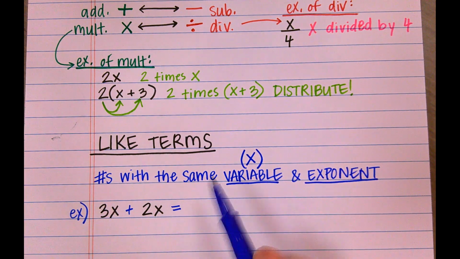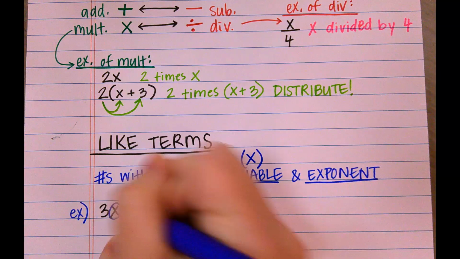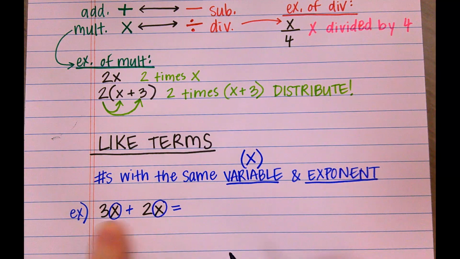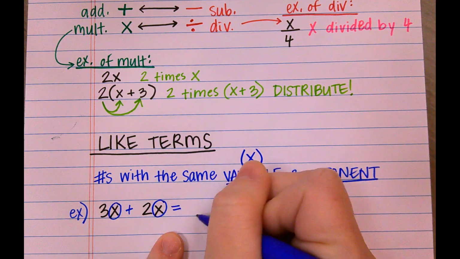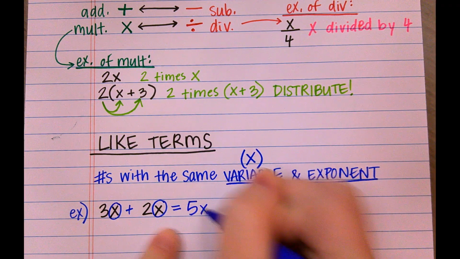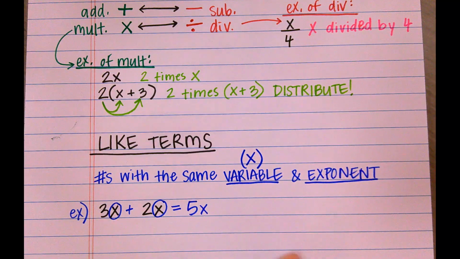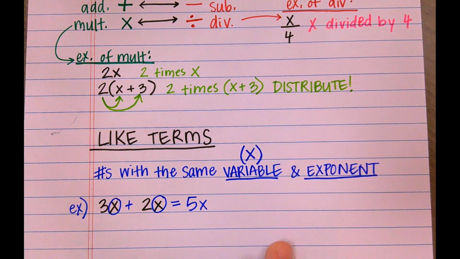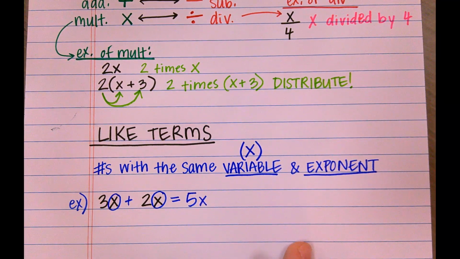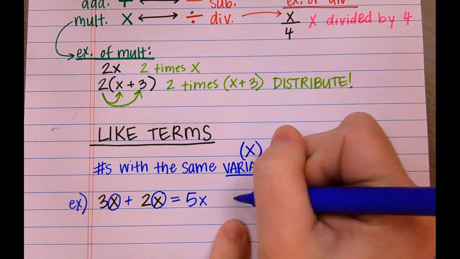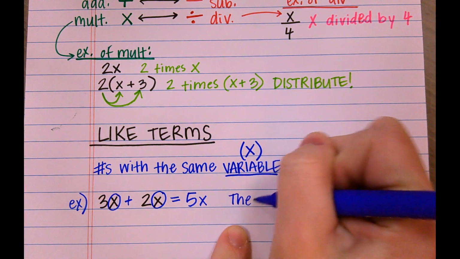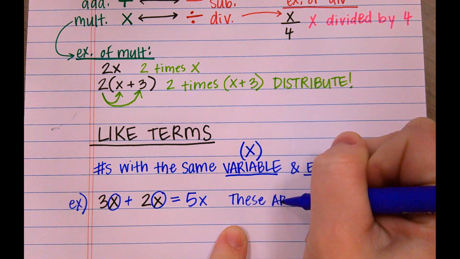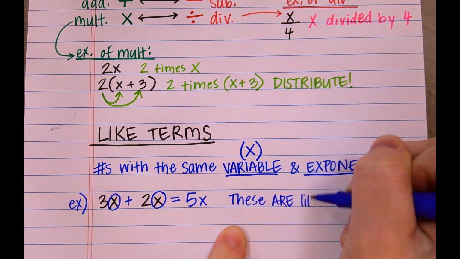But since these do have the same variable, they both have x, we can add them. And what do we get when we add these? We just get 5x. We're just adding the numbers. So I'm going to say these are like terms.